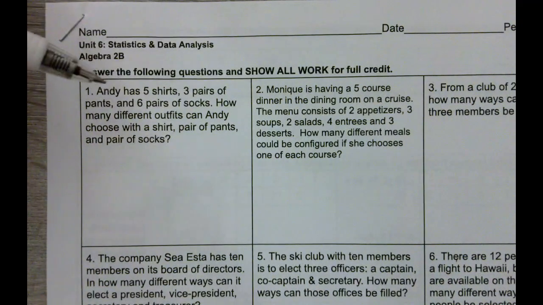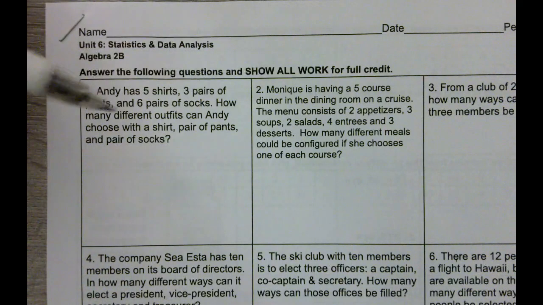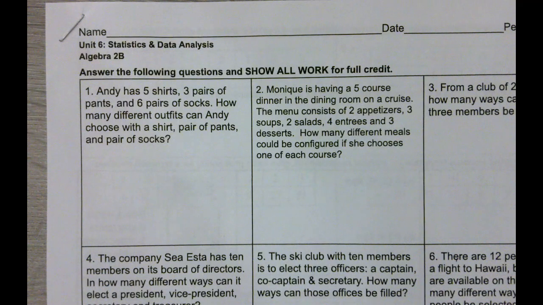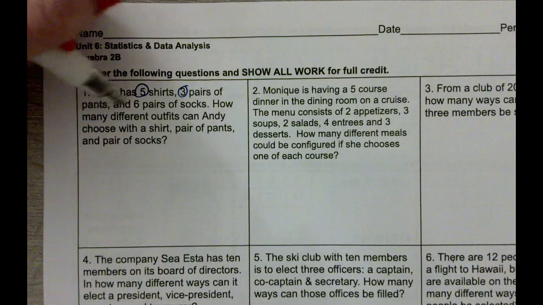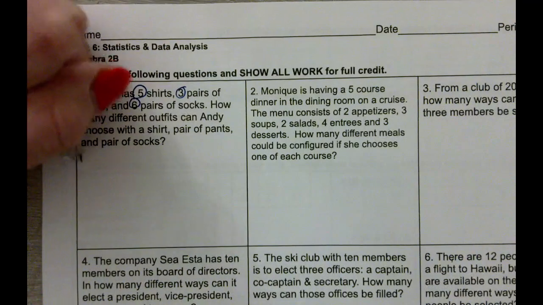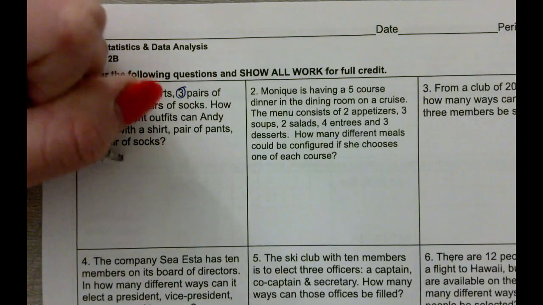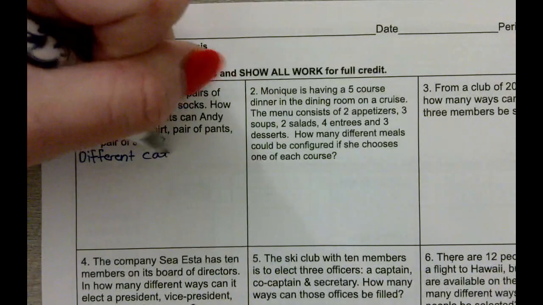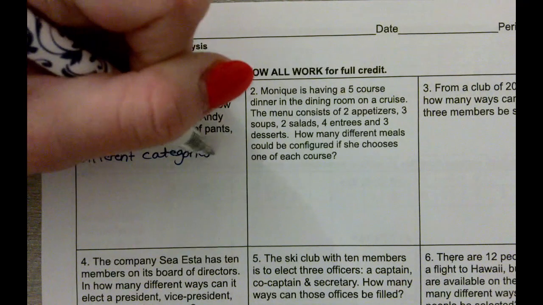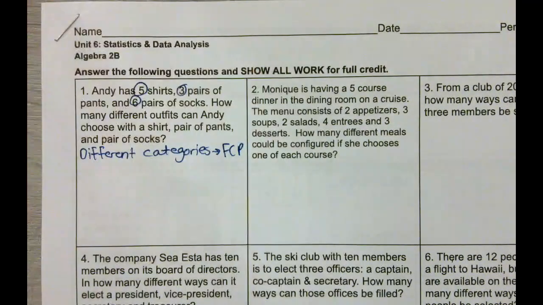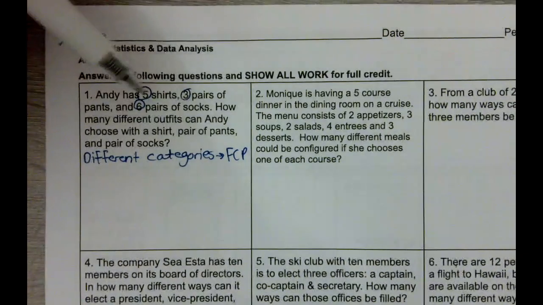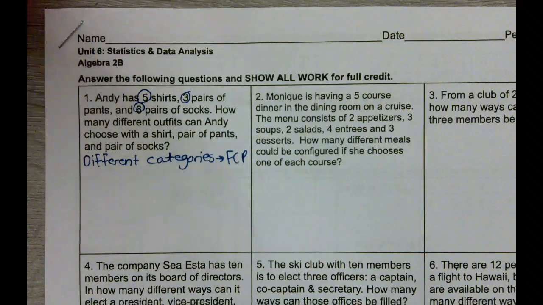Number 1, Andy has 5 shirts, 3 pairs of pants, and 6 pairs of socks. How many different outfits can Andy choose with a shirt, a pair of pants, and a pair of socks? So when they give you a bunch of numbers, a bunch of different categories, that is a big sign that you have an FCP problem, a fundamental counting principle problem. Remember, that's a problem where you just collect the numbers they give you and you just multiply them all together.